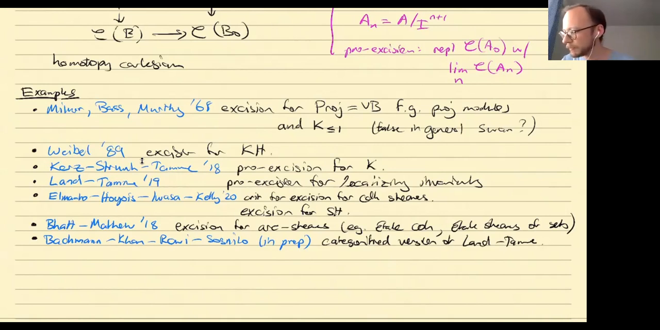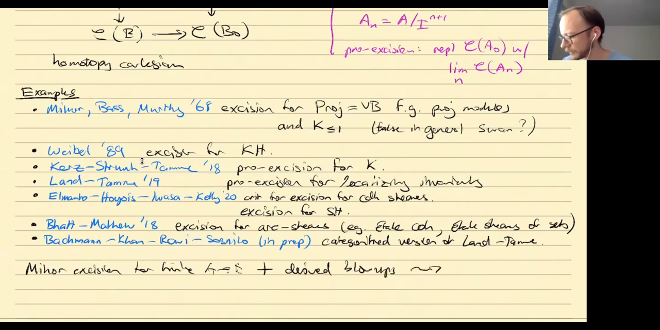Right. Perhaps I haven't mentioned this, but here I'm focusing on Milnor excision, but of course one of the main motivations behind this is that you can combine Milnor excision for, let's say, finite A to B, plus, let's say, derived blowups, to deal with abstract blowup squares. So proving pro-excision for these cases, you can say something about excision for abstract blowups and being a CDH sheaf, which I think was the main motivation behind at least this paper.